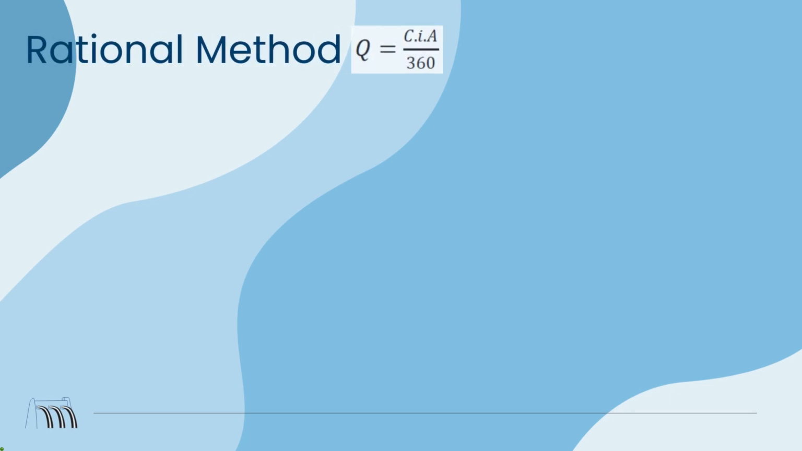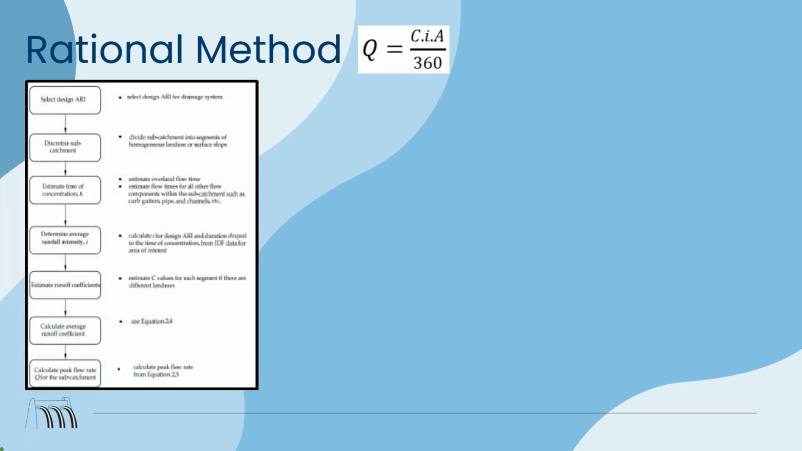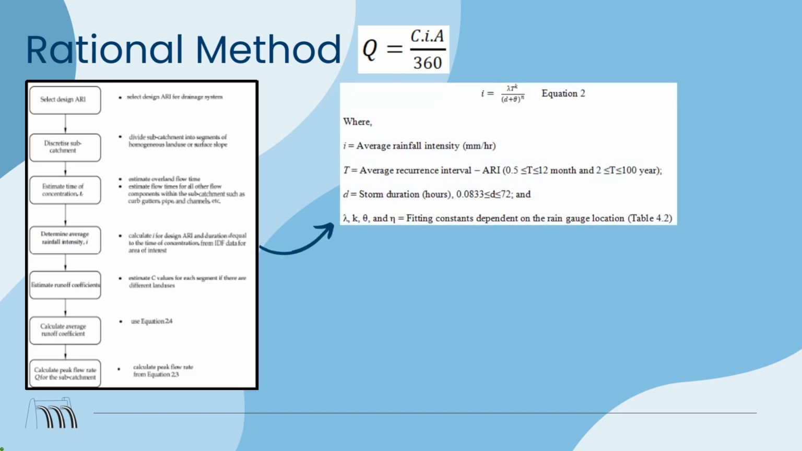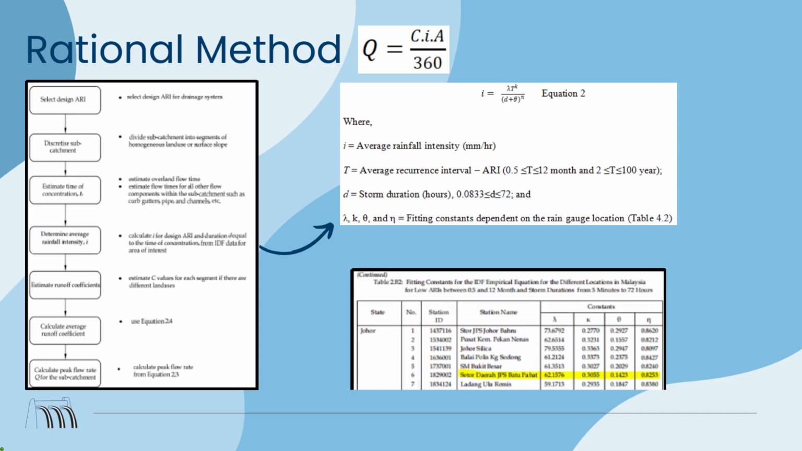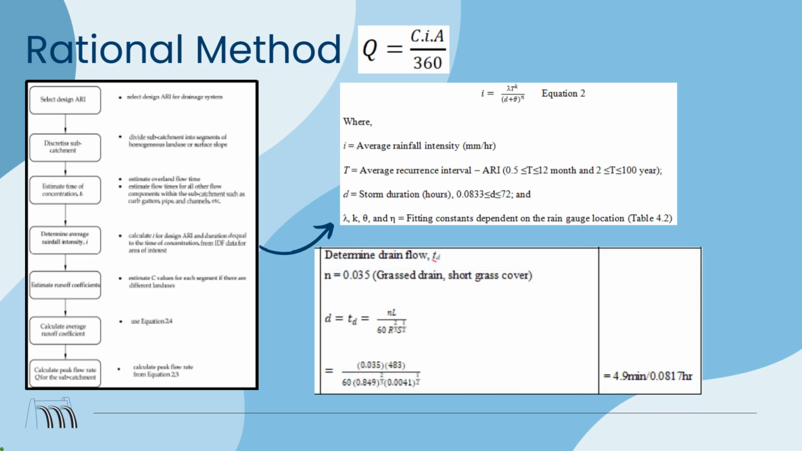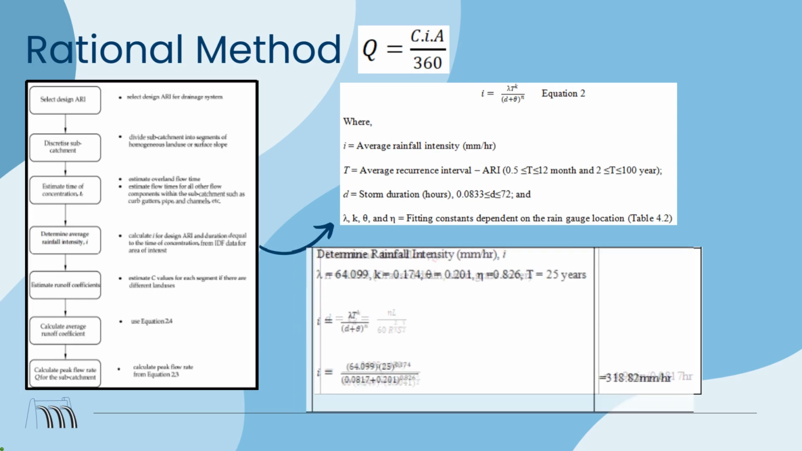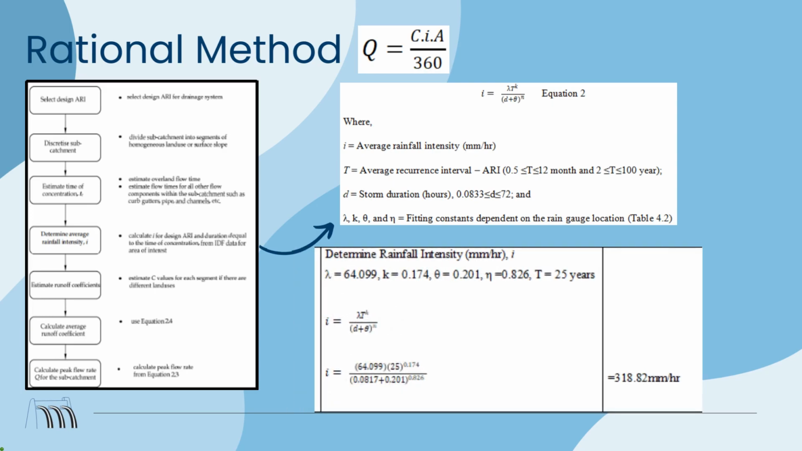Hi, I am Izzati. I will talk about the rational method that we use to find Q peak, and this is the formula that we use. As shown in the procedure of finding Q peak, we need to find the average rainfall intensity using this formula, with constant values from Sektor Daerah GPS Batu Pahat as our station, since it is close to the site observed. We assume the value of T is 25 years with a calculated storm duration of 0.0817 hours. Thus, the value of I that we found is 318.82 mm per hour.